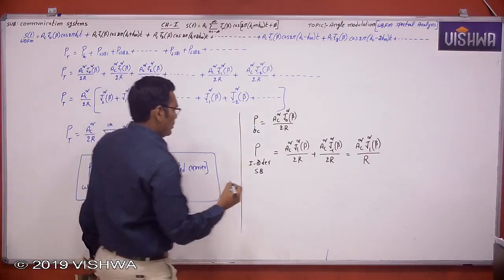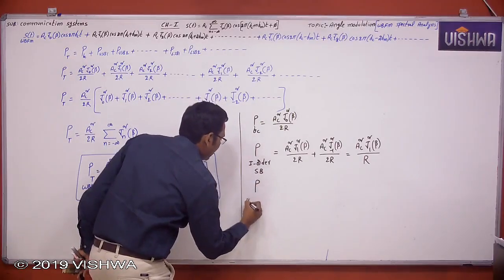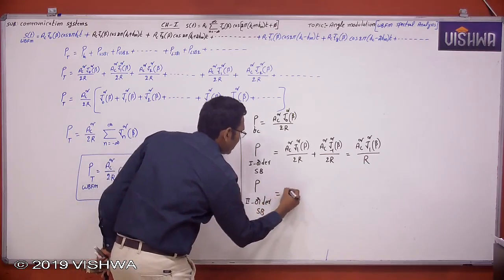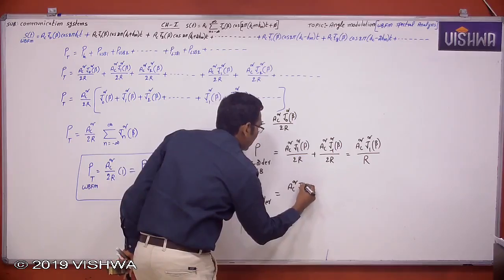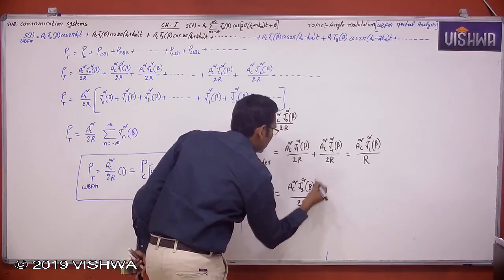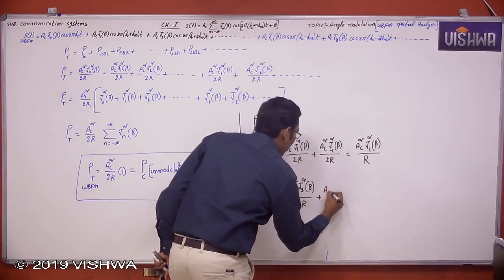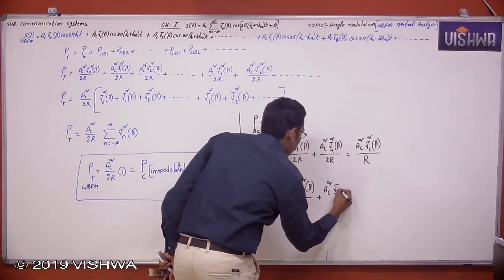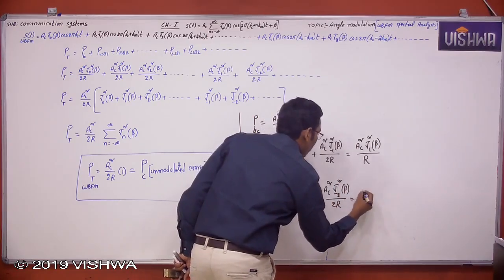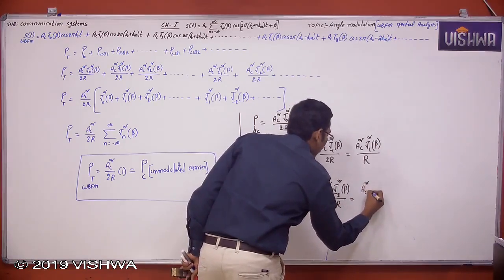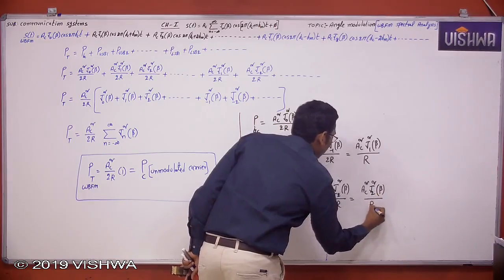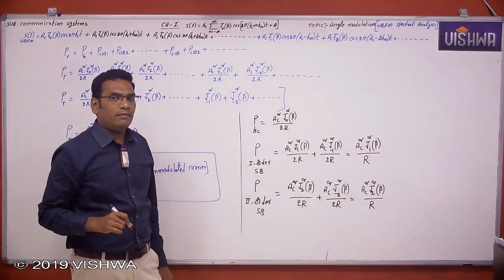Okay. Now, similarly, the power taken by the second order sideband is equal to Ac squared J2 squared of beta by 2R plus Ac squared J minus 2 squared of beta by 2R. Minus means plus itself, therefore the square is not a problem. This is equal to Ac squared J2 squared of beta by R. Note down.